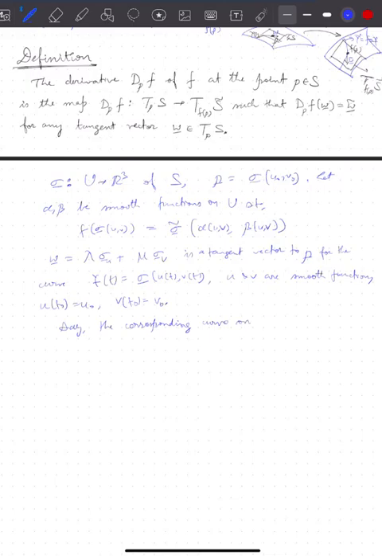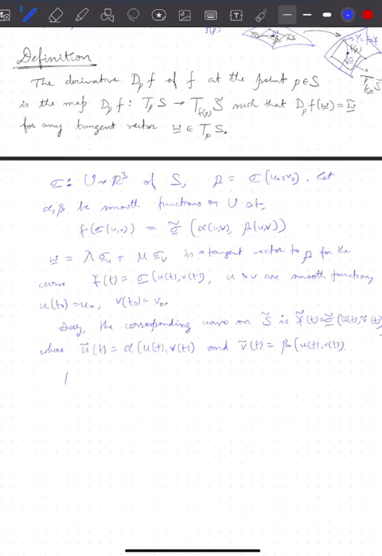Now, say the corresponding curve on S tilde is gamma tilde, equal to sigma tilde of (u tilde, v tilde), where u tilde will be a function alpha of (u, v), and likewise v tilde is equal to a function beta of (u(t), v(t)), right?